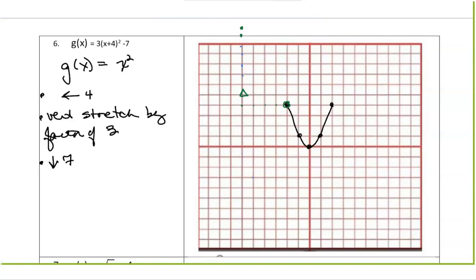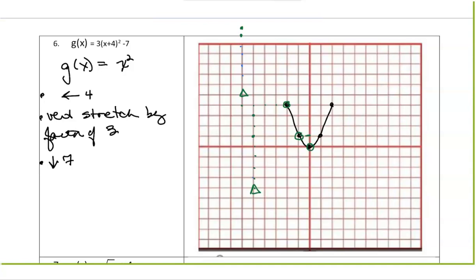Okay, next one. Let's figure out where this point's going to go. And I'm going to go left 4. 1, 2, 3, 4. Just making little tiny dots. And then I'm going to vertically stretch that by 3. So it was on a y of 1. It's going to be a y of 3. So I'm going to be up here now temporarily. Now from this vantage point, go down 7. 1, 2, 3, 4, 5, 6, 7. That's your next point.